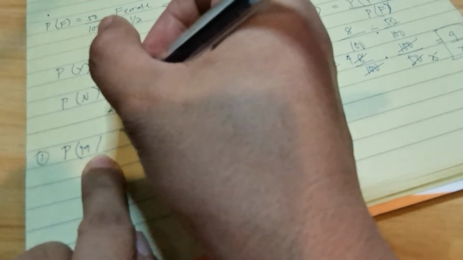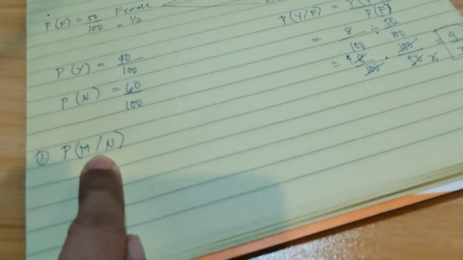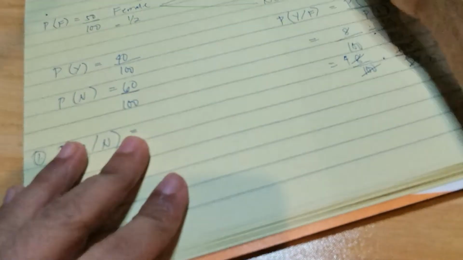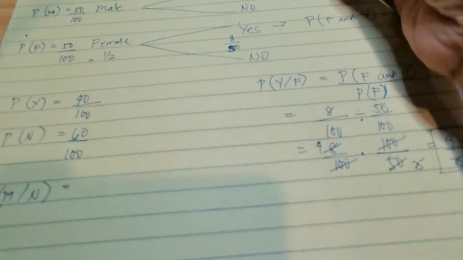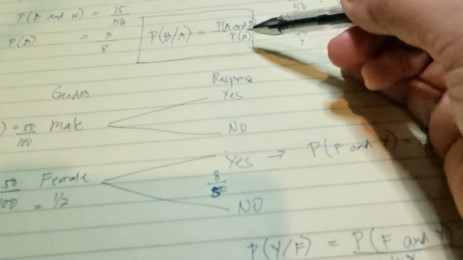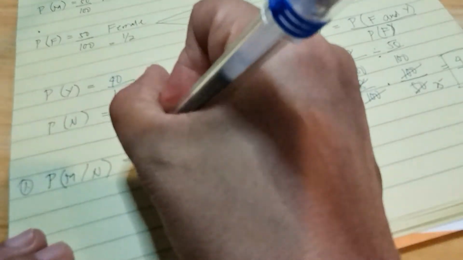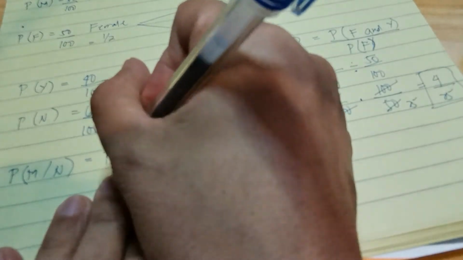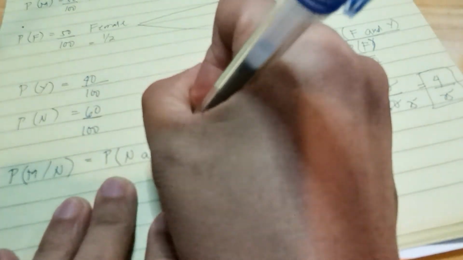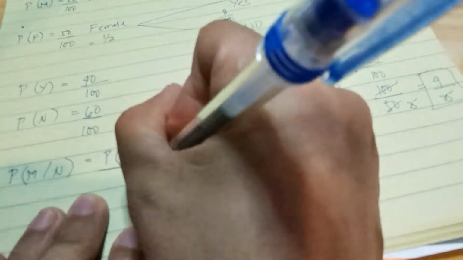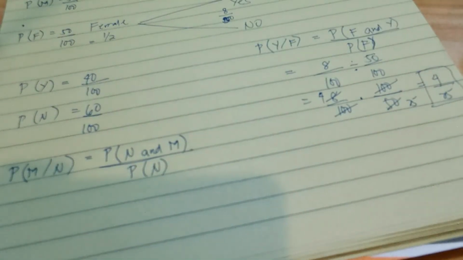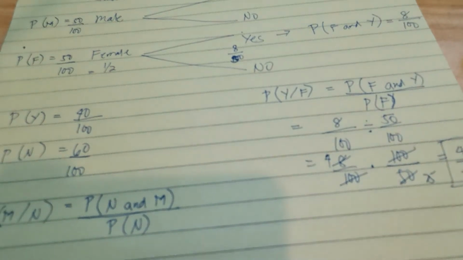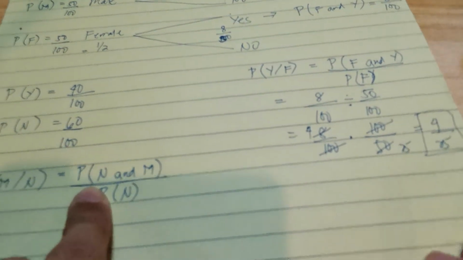Okay, male, given that the respondent answered no. So, kapag ilagay natin ito sa ating formula, ayun yung ating formula natin. Okay? So, magiging the probability of N and M over the probability of N. Ayan. Okay?